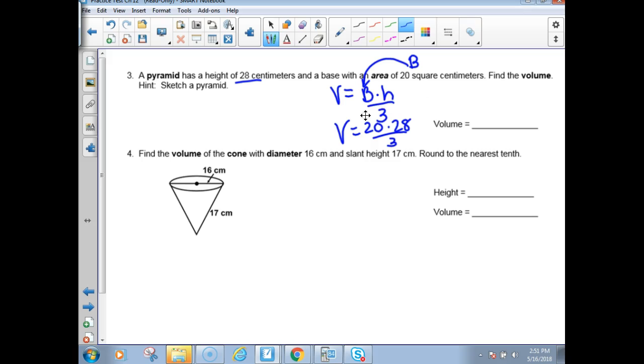186.7. Okay. Cubic centimeters. Or centimeters cubed.